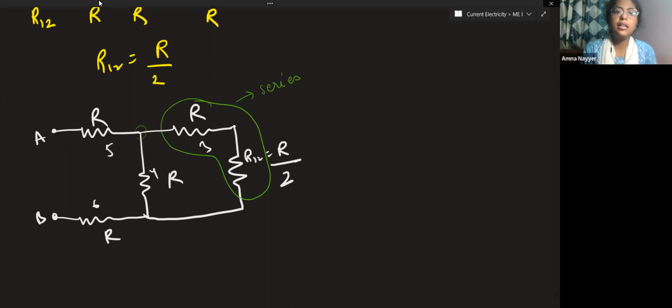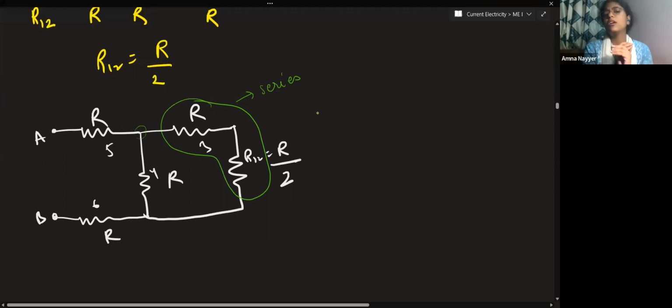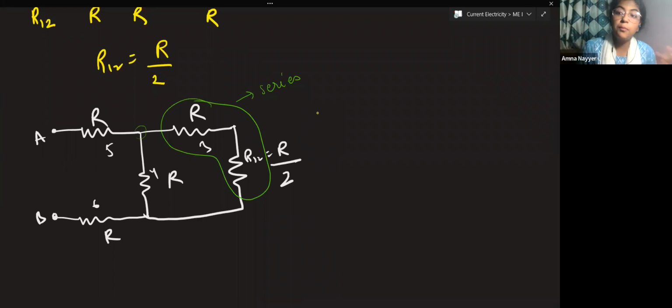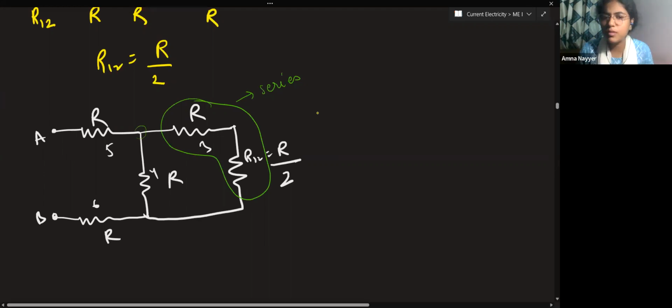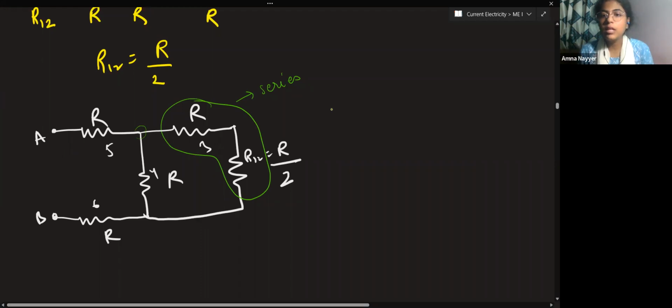Now, if they are connected in series, you can use your simple formula. Adding in series in case of resistors is very easy. In case of capacitors, it becomes opposite. Series becomes parallel and parallel becomes series, what you have studied here. But let's keep capacitors aside. So now, R1, 2, 3 will simply be R plus R by 2.